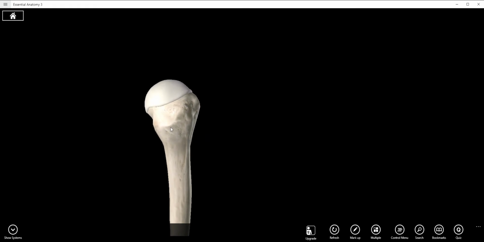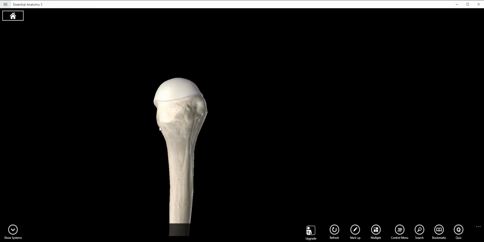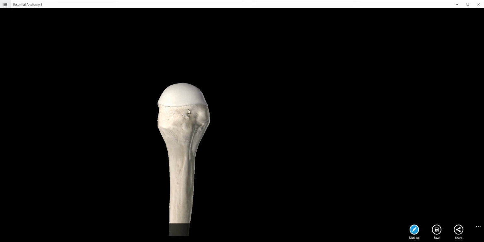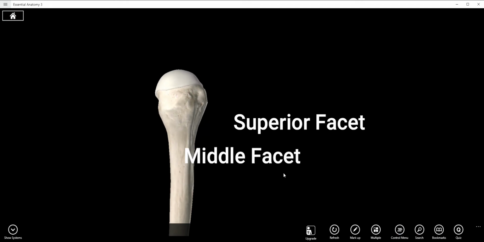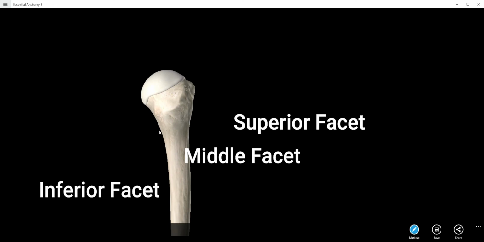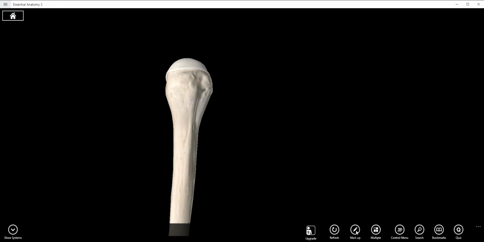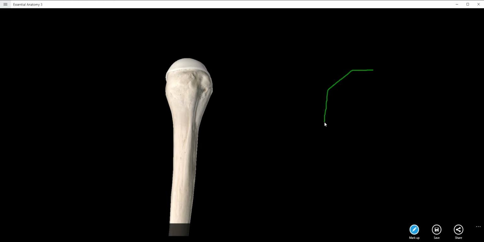This looks pretty good. The superior I'm having a little trouble with, but let's go ahead and label them. Here's the superior facet, the middle facet, and then I'm going to have to rotate it a little bit, the inferior facet. So inferior, middle, superior. And so if we look at the greater tuberosity, it's kind of shaped like this. And so we're talking about the superior, middle, and inferior facet. Those are all muscle insertions.